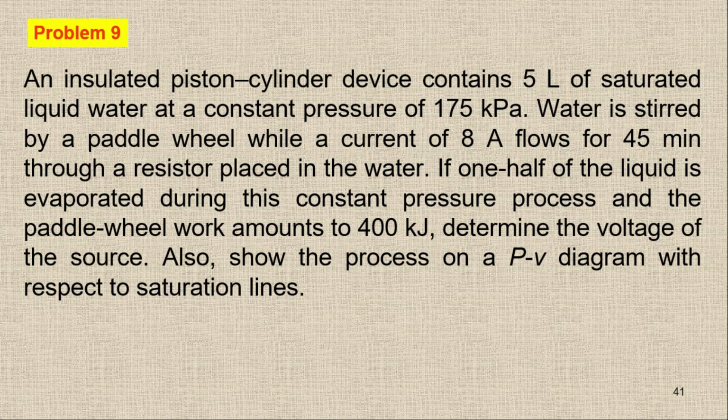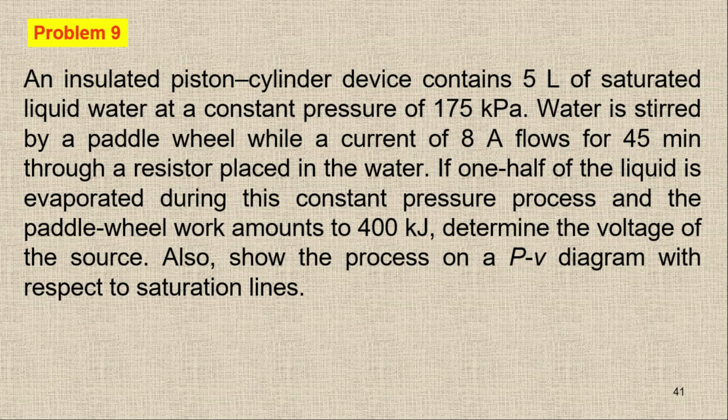Moving to next question. In this question, we have an insulated piston cylinder device. We have insulated, so it means there is no Q in or no Q out. Whenever the device is insulated, there is no heat transfer. Now the piston cylinder device contains 5 liters of saturated liquid water. We have saturated liquid water and the initial volume is given, which is 5 liter or 5 divided by 1000 meter cube.